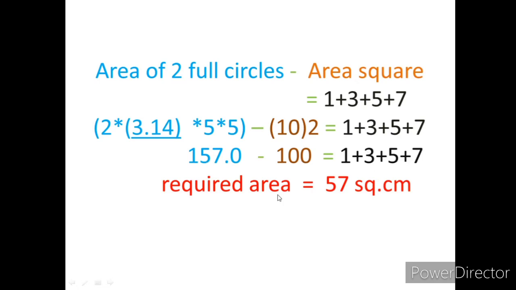If you subtract, the required area is equal to 57 square centimeters, isn't it? Here 1 plus 3 plus 5 plus 7 means the required area. So this value is equal to how much? 57. Therefore the required area is also 57 square centimeters. So this is the second method. This method any student can understand, even a below average student can understand this method.